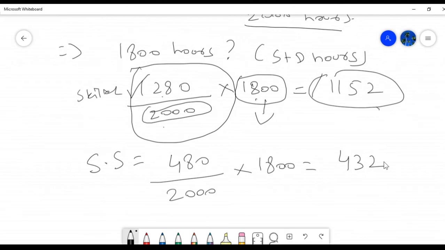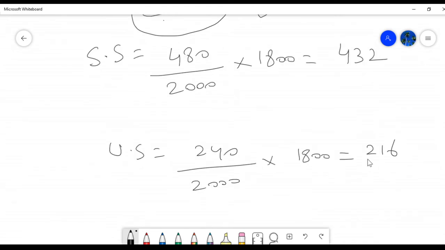Then unskilled: 240 divided by 2000 into 1800. What is the labor hour? 216. Okay, these are my standard labor hours. If you add all three, you will get 1800: 1152 plus 432 plus 216 equal to 1800. So I identified the standard labor hours. That is the first step.